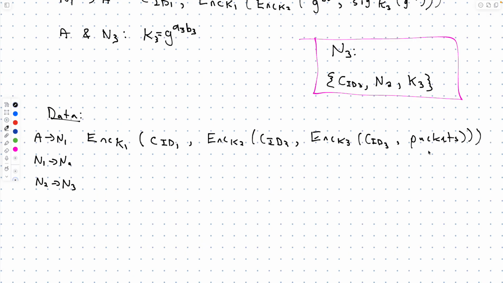Okay. N1 will just take off that first layer of encryption. Because they can see CID1, they recognize it as needing to go to N2. So that's how they get the N2. This tells them N2. Okay. And they get rid of that encryption. And then they're just going to send off this.